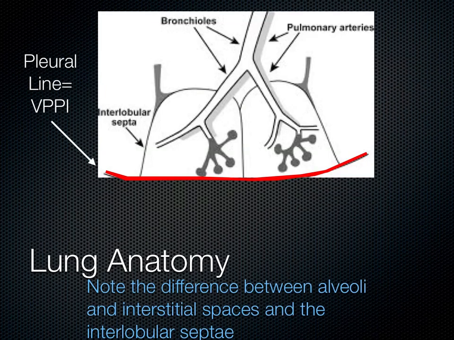For instance, right here we have the pleural line, sometimes called the VPPI, or the visceroparietal pleural interface. Either way, it's where the visceral and the parietal pleura touch. It comes all the way up to the chest wall. And the interlobular septae separate the different areas along the alveolar sacs. Those are approximately 7 millimeters apart, and that's an important number to remember.